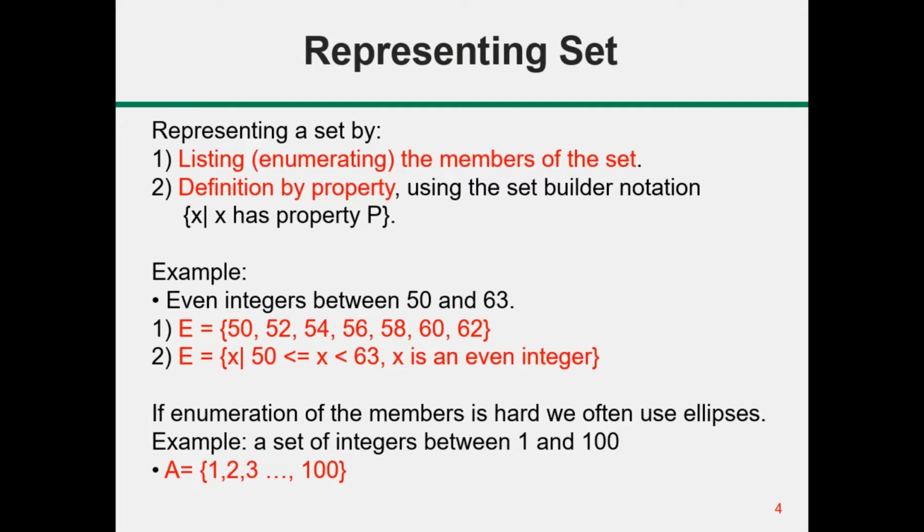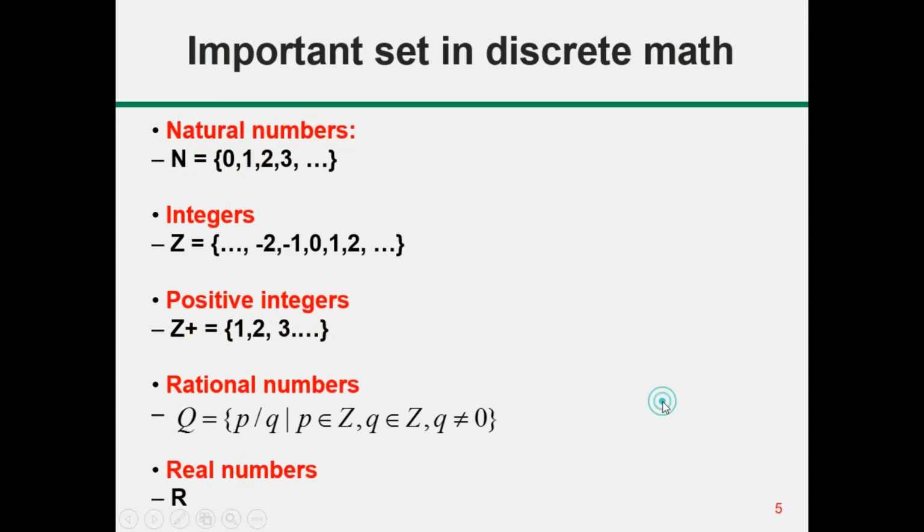If enumeration of the members of a set is hard, we often use ellipses. Example, a set of integers between 1 and 100. You don't have to write most of the numbers. There are 100 numbers between 1 and 100, so you can write 1, 2, 3, then three dots, comma, and 100. You don't have to write the whole 1, 2, 3, 4, 5, 6 up to 100.